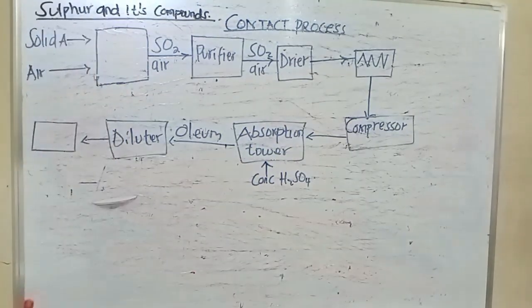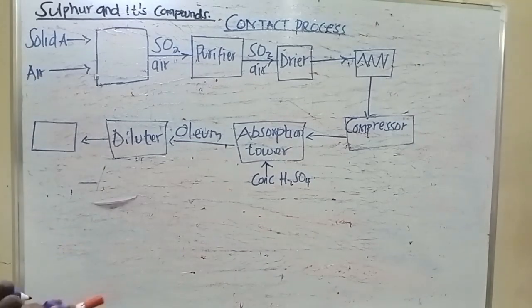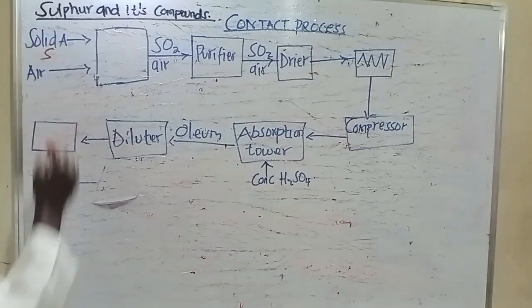Now, what are the raw materials? First of all, we need to have sulfur. The raw materials are what? The raw material is sulfur, and then we have what?